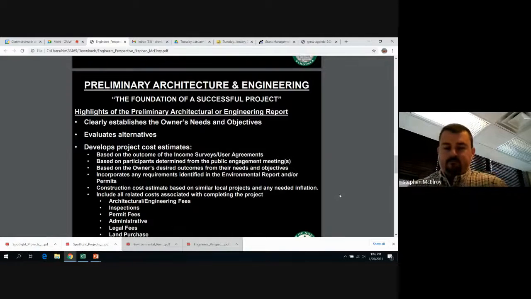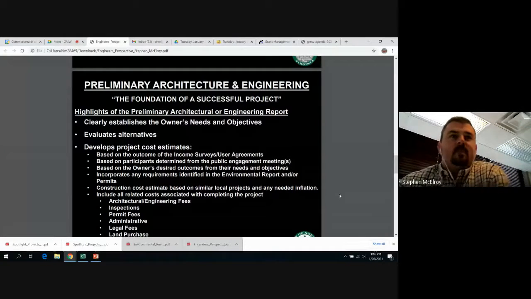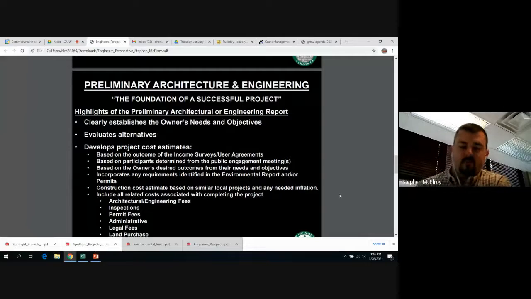And bond counsel, if you have any loan component of your project, a bond counsel service will be provided, and anything additional that you may identify as part of the project study. Next slide, please.